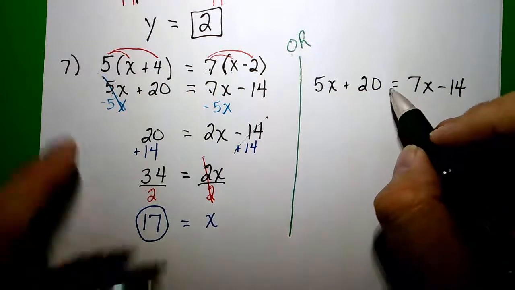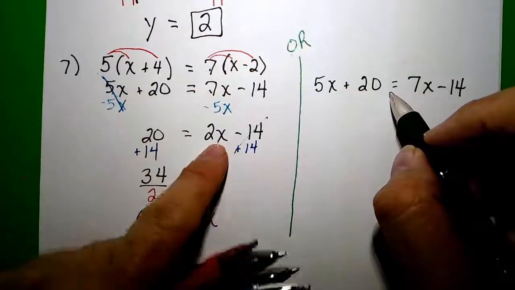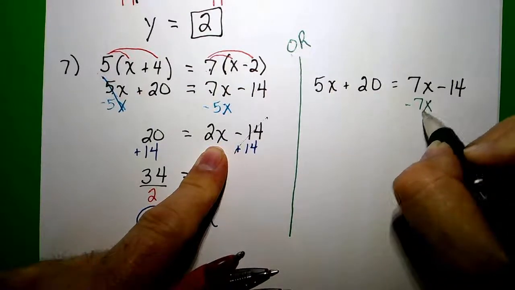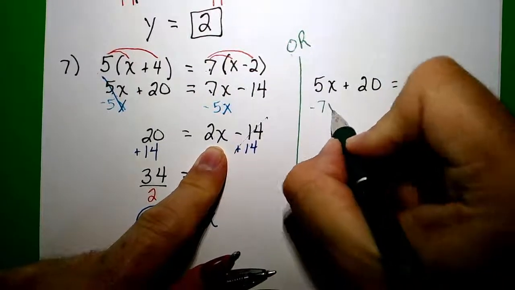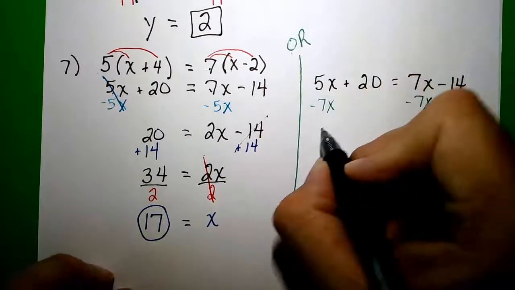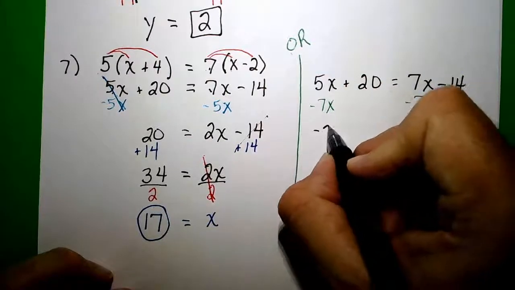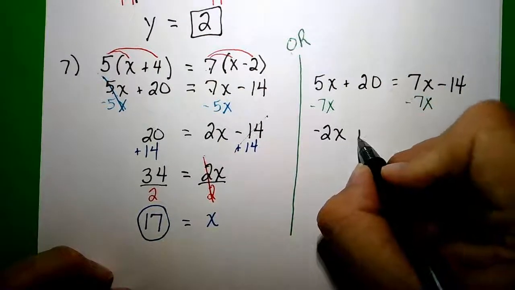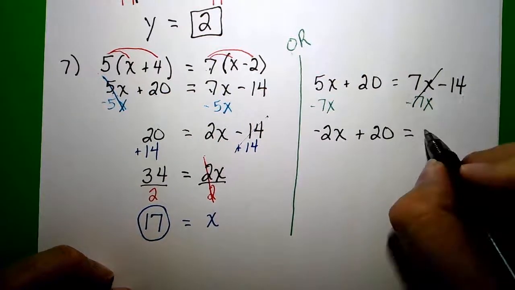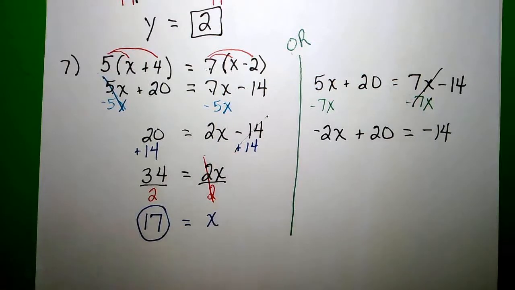If instead of subtracting 5x and putting all the x's on the left, I had done this, make sure you understand, I'm finished with the problem. I'm just showing you how you could have done it. The 5x minus 7x, 5 plus a negative 7, that's a negative 2x, plus 20 equals negative 14. There's going to be more and more negatives.